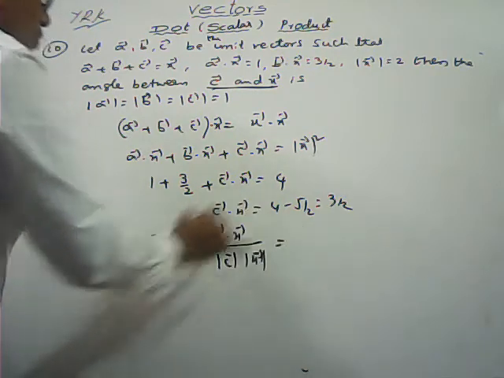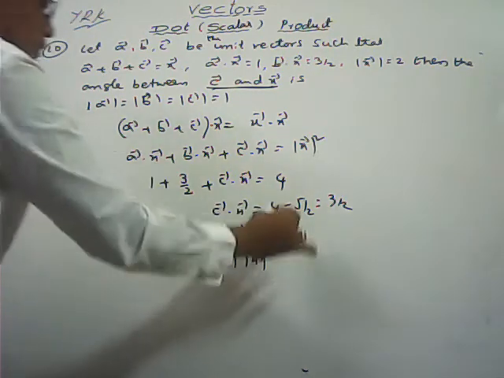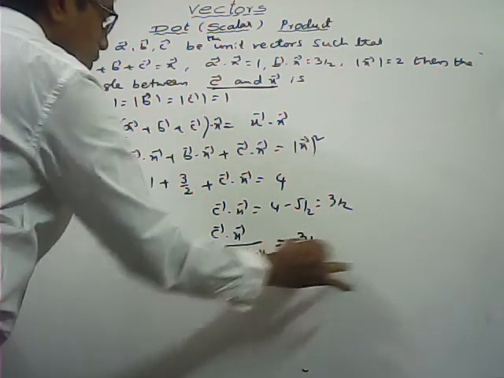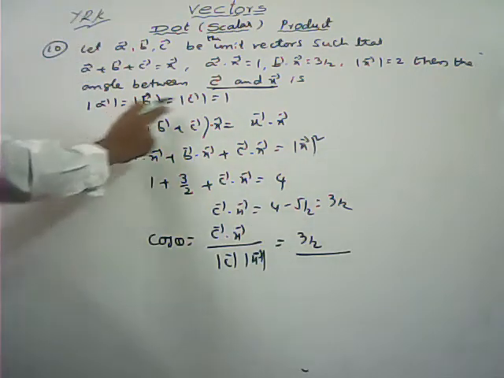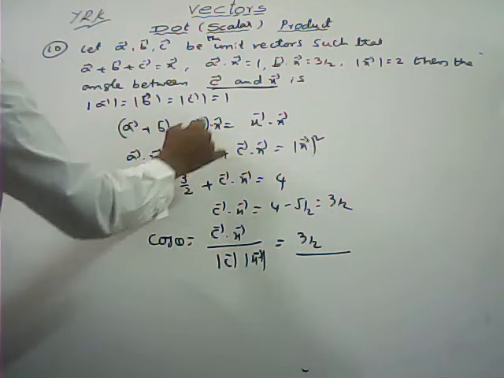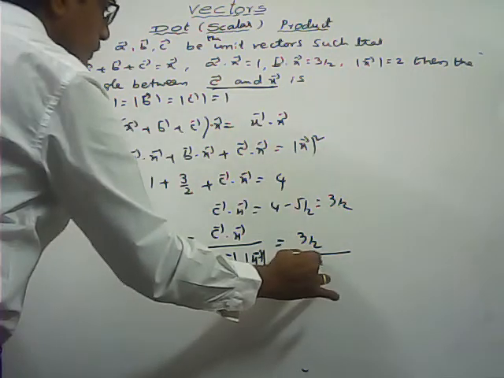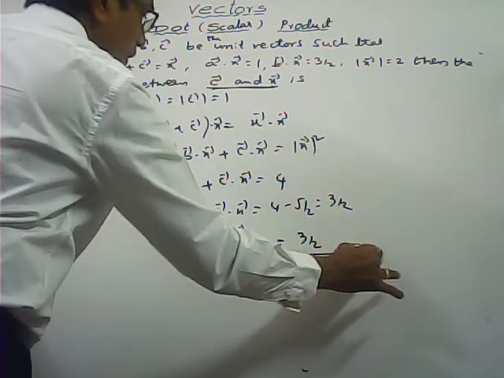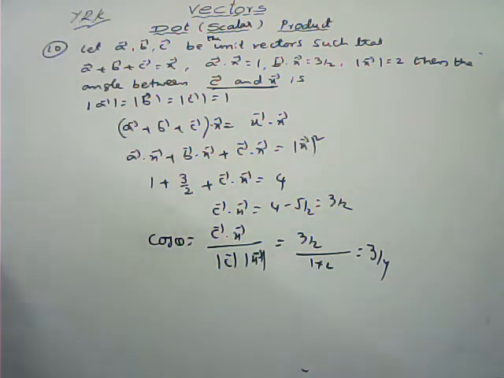That is equal to C bar dot X bar, already we got, that is 3 by 2, whole by modulus of C bar, that is 1, and modulus of X bar, that is 2, 1 into 2. That is equal to 3 by 4. So here cos theta is equal to 3 by 4, theta is equal to cos inverse 3 by 4.